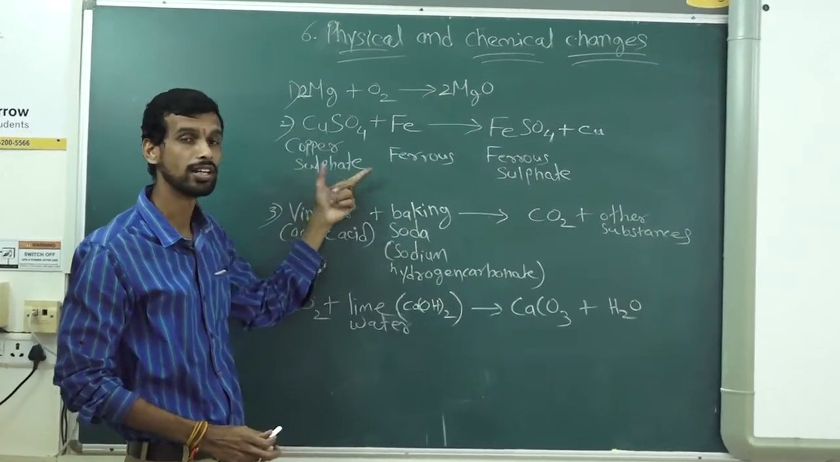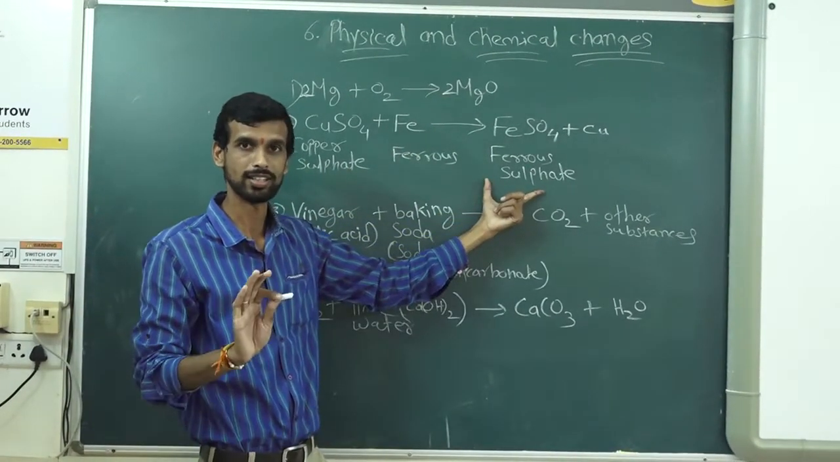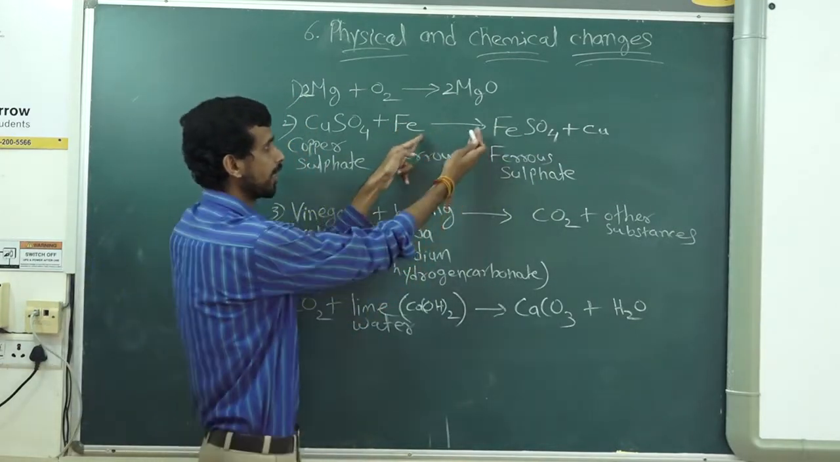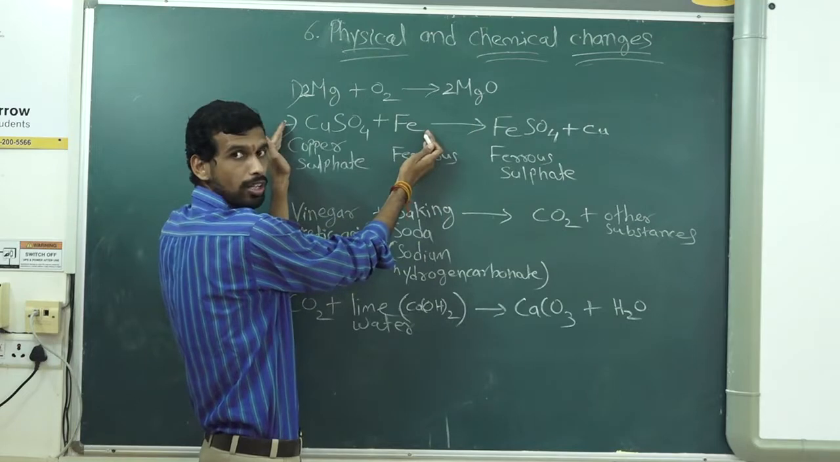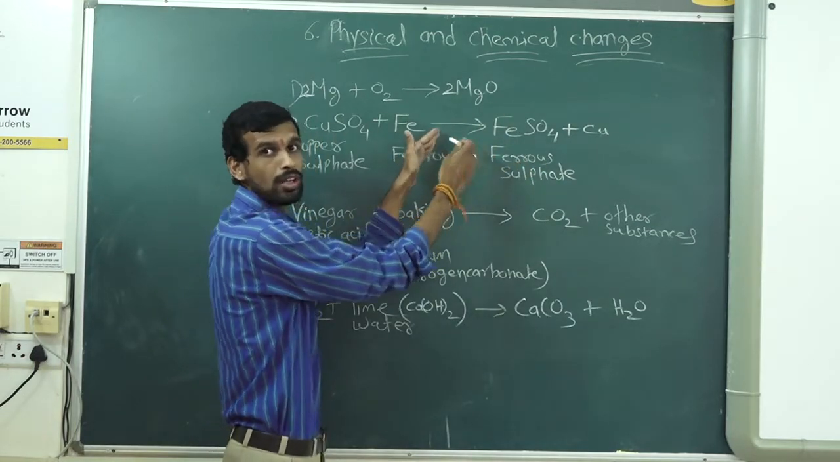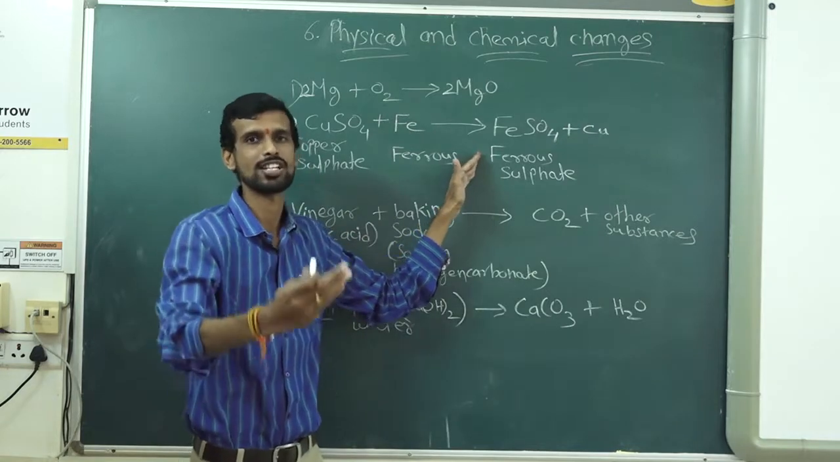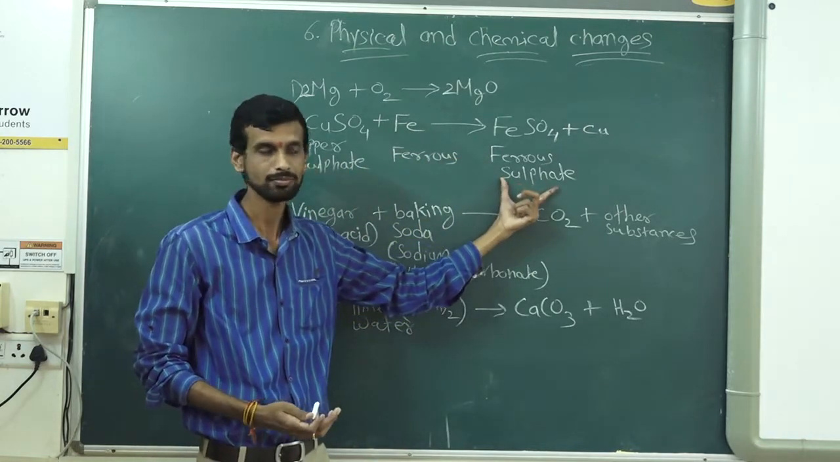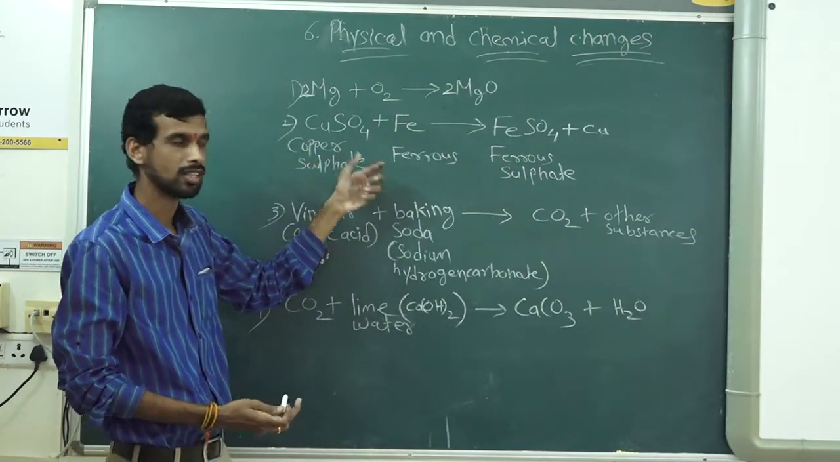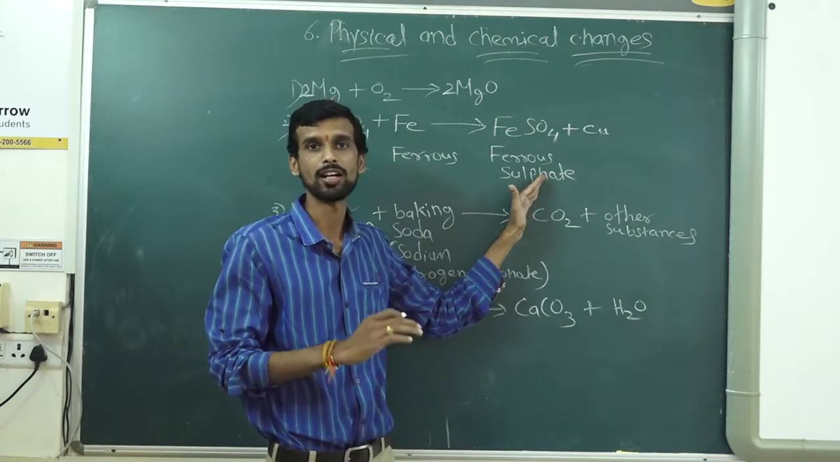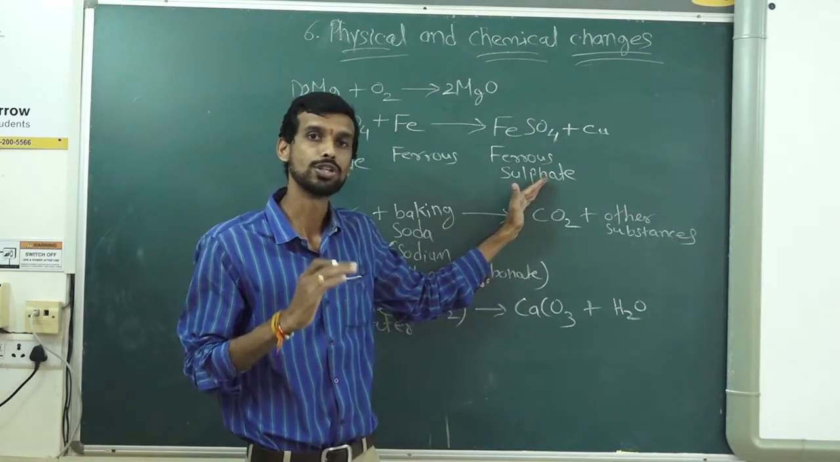It is converted into ferrous sulfate, right? Before the reaction, before this arrow, what does this arrow indicate? The left side of the arrow is before the change, and the right side of the arrow represents after the change takes place. These are called reactant, these are called product. So before the change, the substances were different. After the change, there is formation of new substances.